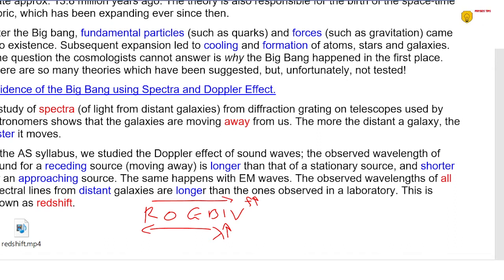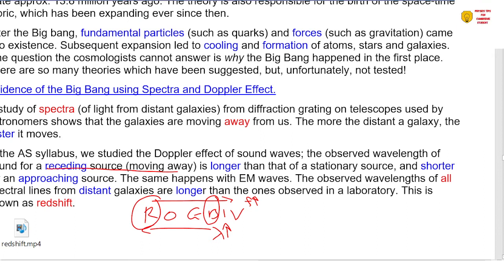Now, an increase in the wavelength is called redshift. Blue shift refers to an increase in the frequency or a decrease in the wavelength. They normally focus on the blue rather than the violet, so we've got red and blue. Redshift means that we have longer wavelengths. That is for a receding source. A source that is moving away tends to have longer wavelengths.